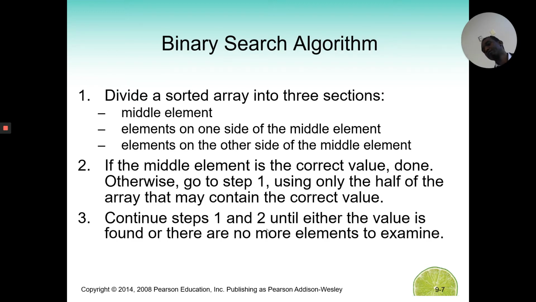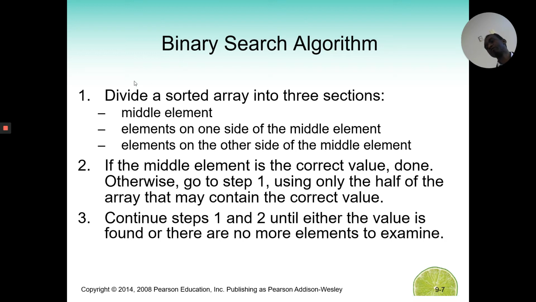The binary search, on the other hand, it's different. So it divides a sorted array into 3 sections. So the word here is a sorted array. If the array is not sorted, it won't work. So it's not the best option to use.